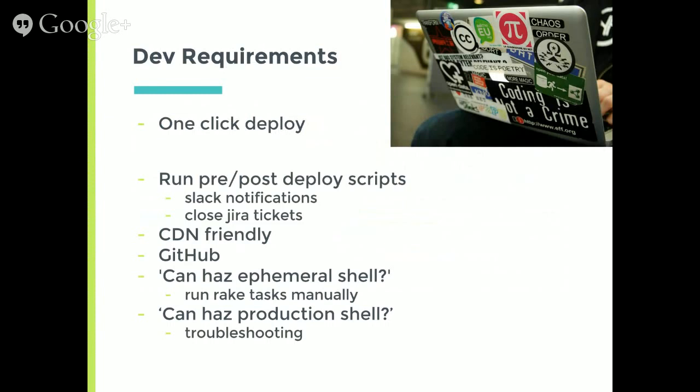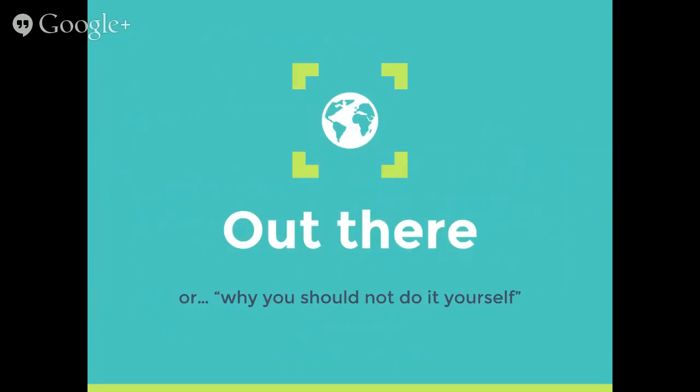We want to send some Slack notifications, which is our internal chat system. We want to close Jira tickets. We want to make sure that we are CDN friendly. And CDN friendly here, if you participated in the previous DevOps Toronto and you saw Hanny's presentation, that's what I'm talking about here. We didn't care about Bitbucket. We were totally fine with GitHub. And developers also wanted to run rake tasks and also SSH on production hosts to figure out if something is broken there.